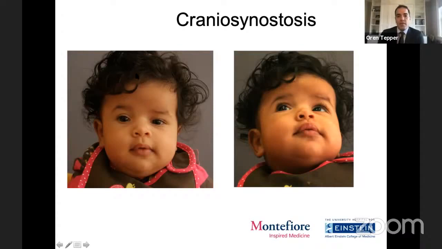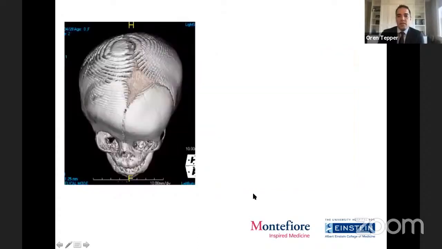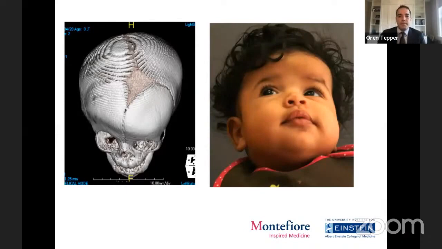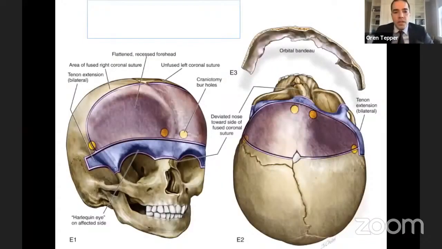So the forehead here is set back. There's some prominence on the contralateral side. And here you are seeing the view from below. Here we are looking at the CT scan and the patient from below. So how do we fix this surgically?